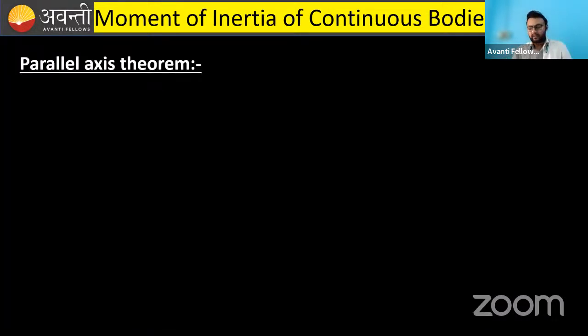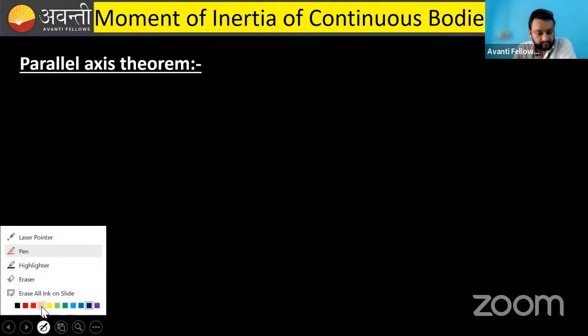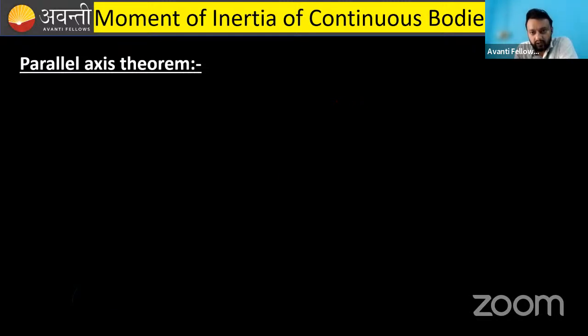Now, there are a few famous theorems to calculate the moment of inertia of continuous bodies. The first theorem that we are going to study is the parallel axis theorem. Now listen to me very carefully. What does the parallel axis theorem say? Suppose we have a body. I am not drawing a typical body, I am drawing a simple body like a rod.